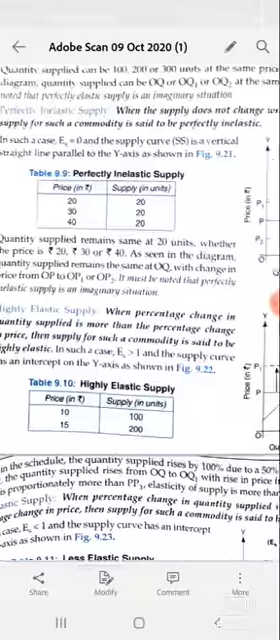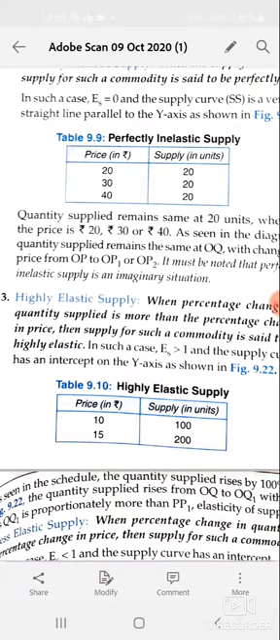Now third we are going to discuss highly elastic supply, where highly means more than one. If your coefficient's value by calculation comes more than 1, let's say 1.25, 2, 3, 5, 8, 10, these all values are more than 1, then the supply will be considered highly elastic, or it is also known as more than unit elastic. Unit means 1, more than 1, then it becomes an elastic supply, or somewhere you will find the elastic supply also.